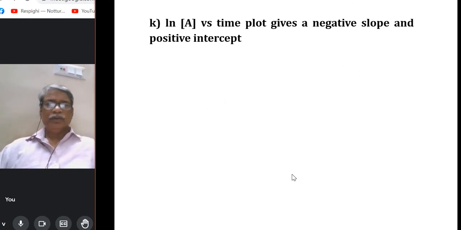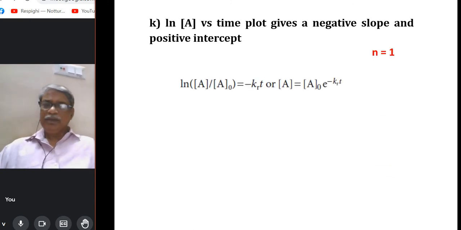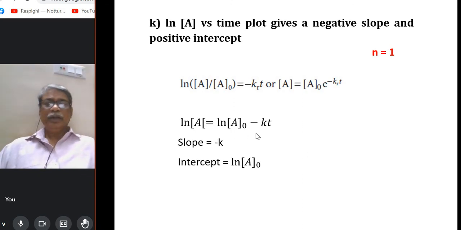The next question. Log A versus time plot gives a negative slope this time and positive intercept. Okay. So this time the answer is order 1. Verify. Start from the equation ln A by A0 is minus kt. So ln A is ln A0 minus kt. Okay. So slope is minus k. K is a positive quantity always. And intercept is ln A0 which is a positive quantity. So as per the demand of the question, the order is n equals 1.